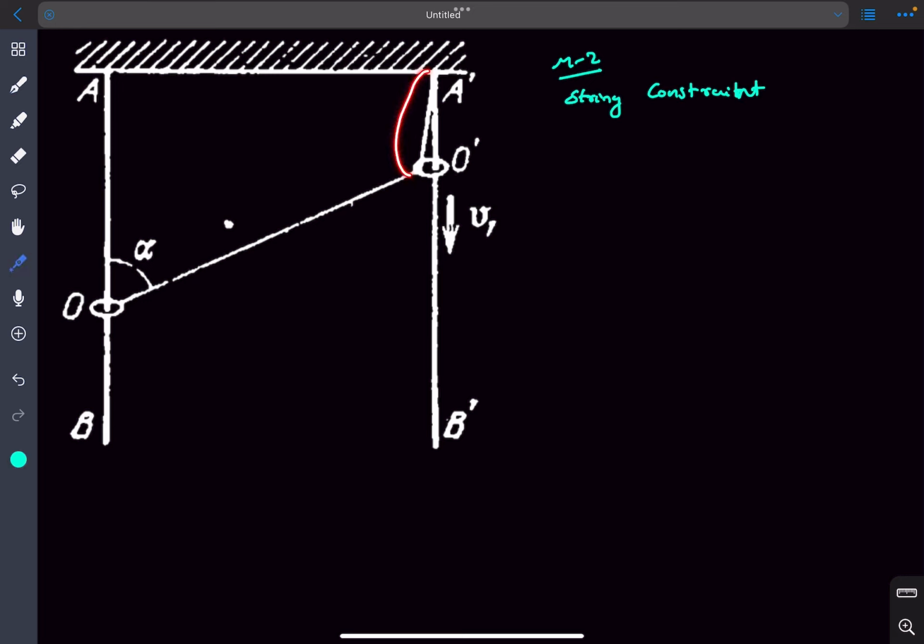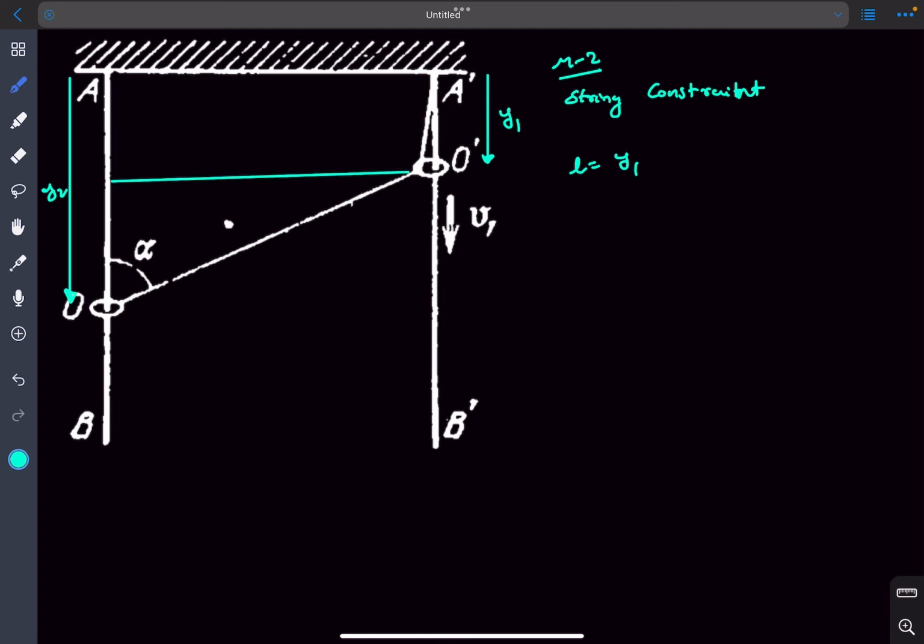The length of this part of the string is A dash O dash. We can neglect this small angular deflection. We can assume as if this is almost vertical. So the length of the string would be, let's call this distance as some y1, and let's call this distance as y2. So the length of the string would simply be y1, which is the length of this part of the string. And now we have to determine the length of this part of the string.